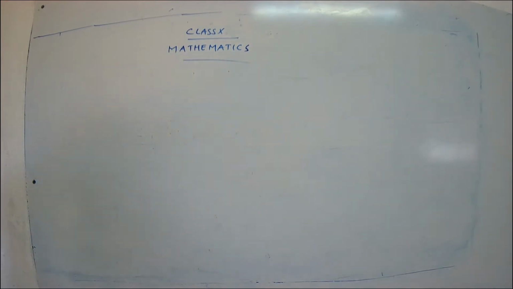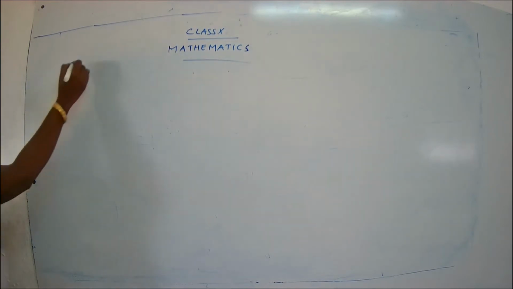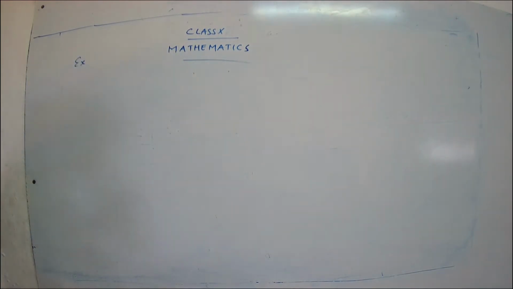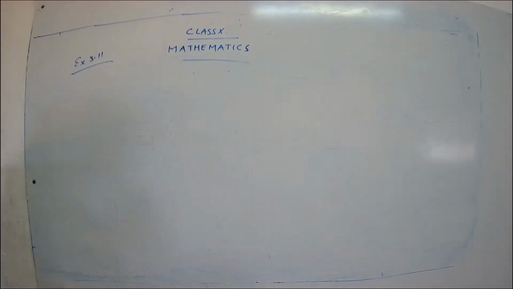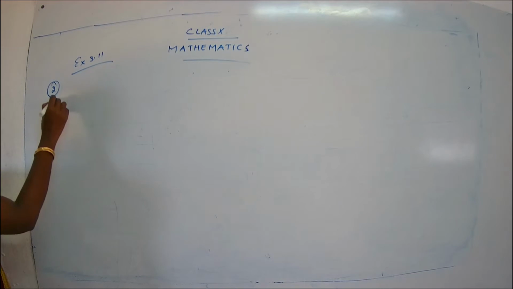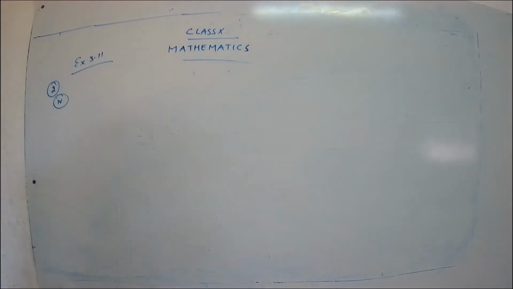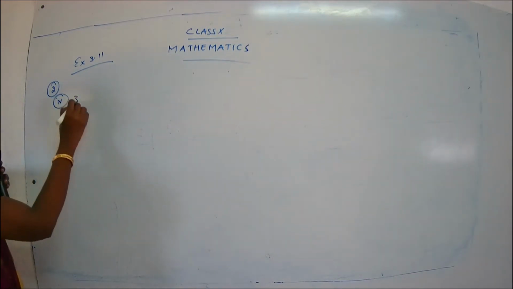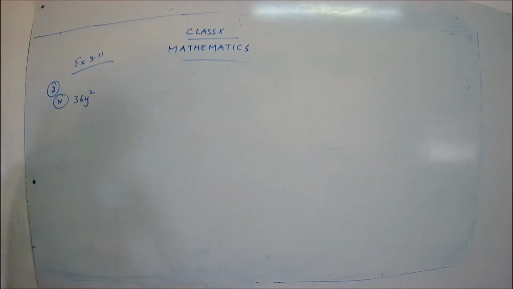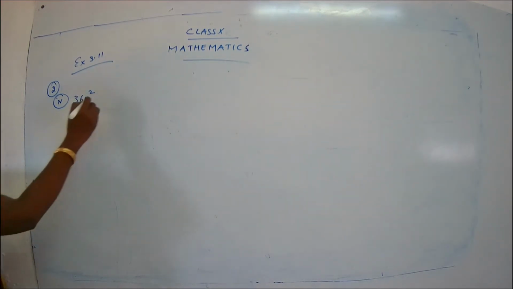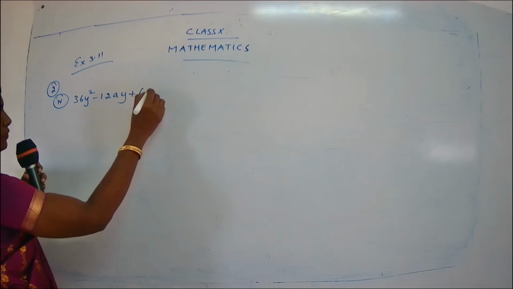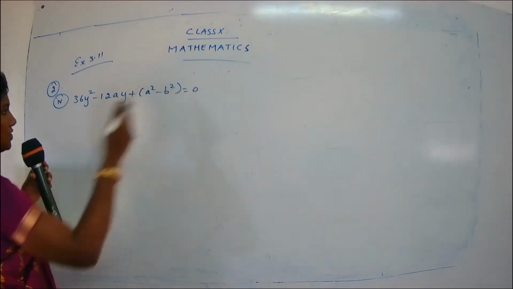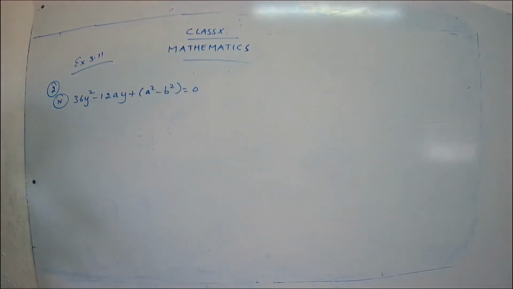Let's start our sum. So take down exercise 3.11, question number 2, subpart 4. Okay, take down the question: 36y square minus 12ay plus a square minus b square is equal to 0. So this is the question. So take down your question, children.